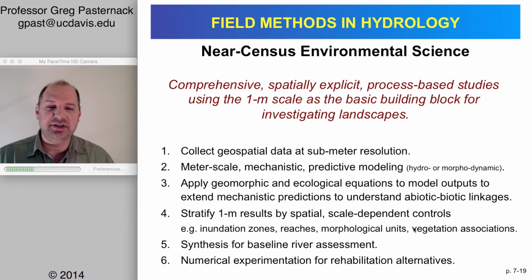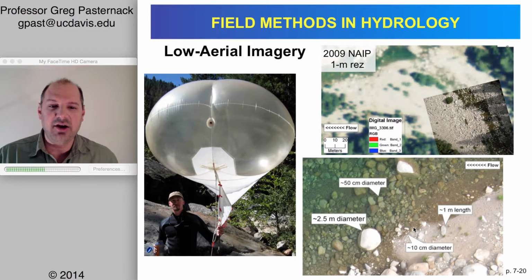Take those outputs, and stratify the results that you have from 1 meter resolution into whatever the basic building blocks or spatial scales are that are relevant. And then synthesize that. Here I have it for river assessment, but it could be for anything in the environment. And the most important thing about this near census approach is that it also gives you the ability to change that data and see how the system would work with different project alternatives, like in a restoration of the land kind of mode. So here are some examples of near census data.